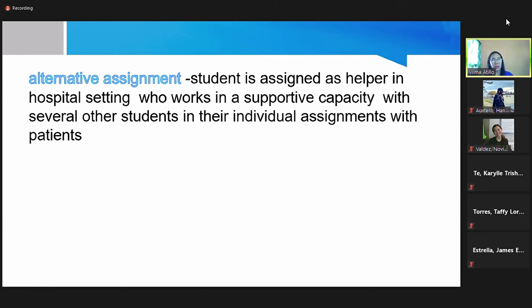So, alternative assignments. So, halimbawa, assign ka ngayon for with 2 patients. So, bibigyan ka pa rin ng another assignment. You are assigned with the special, yung sa master list of the vital signs. You will be the person in charge to monitor all your classmates about this master list. No? So, yun ang mga alternative assignments.